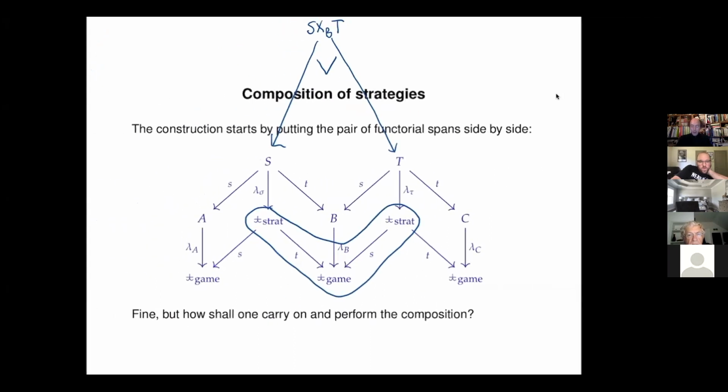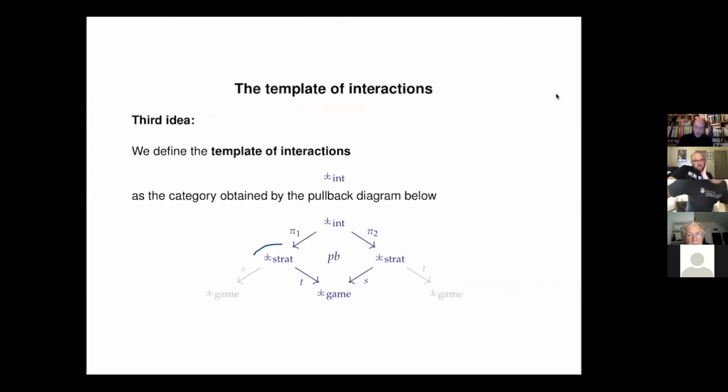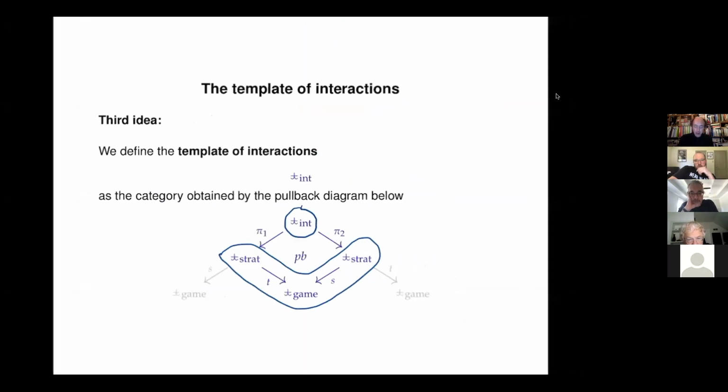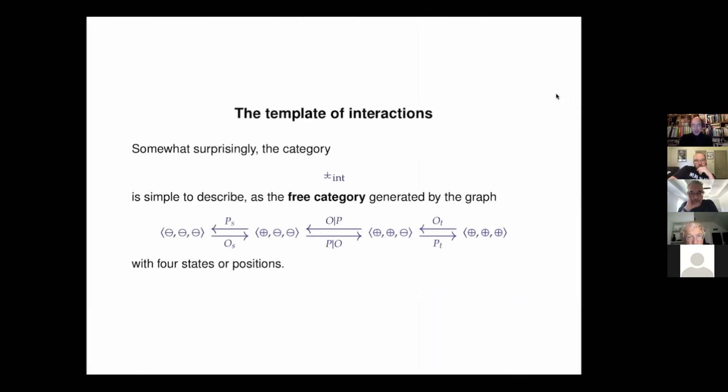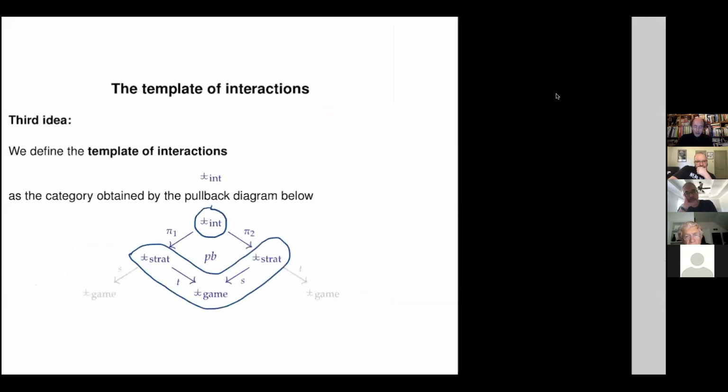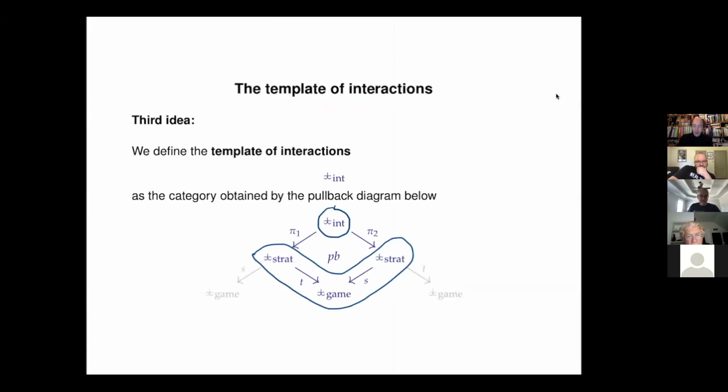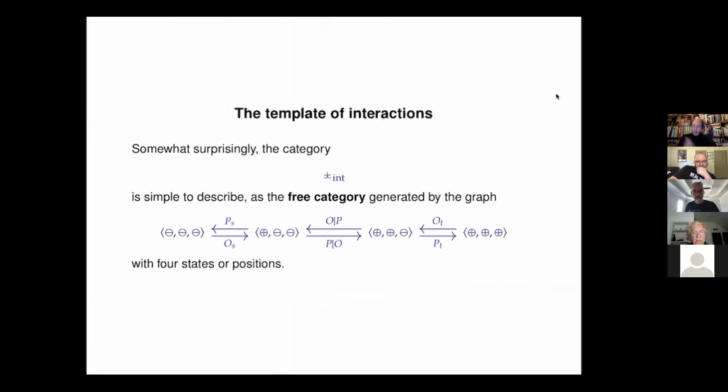If we do that, if we compute the pullback here, so we are here and we compute the pullback here, we get something very interesting and very important in game semantics. Although people didn't realize it was a pullback, it's something which is called a template of interactions. And you see, I've just defined it as a pullback. And the beauty is that, in fact, this pullback is extremely simple to describe.